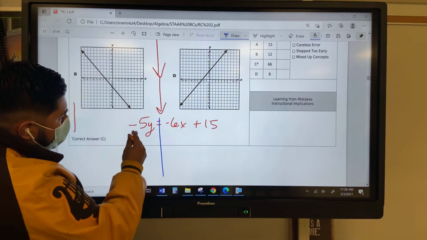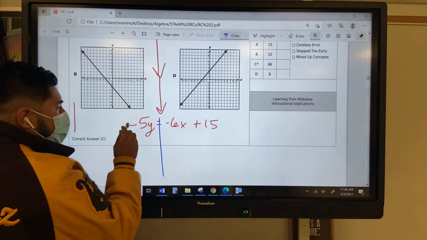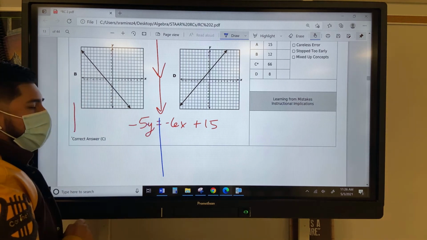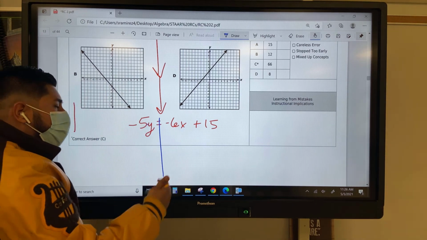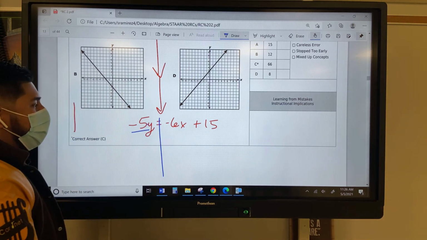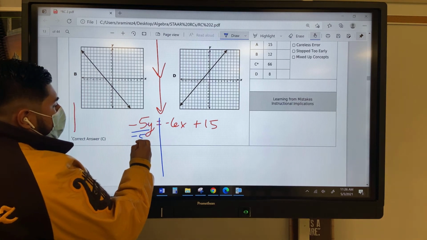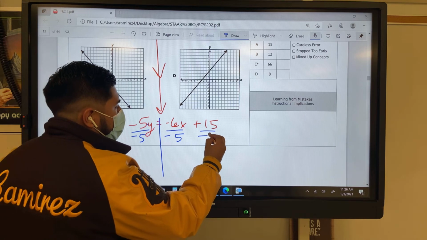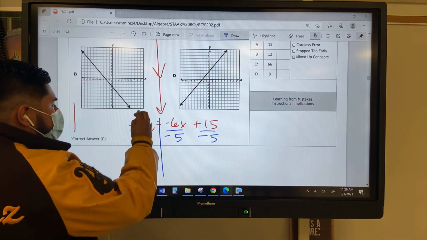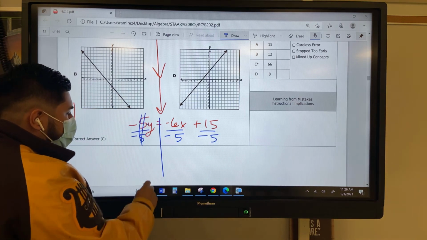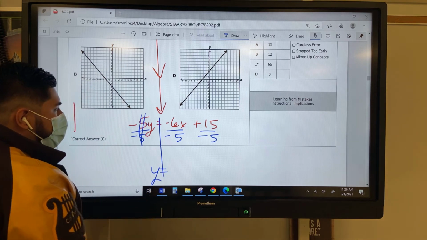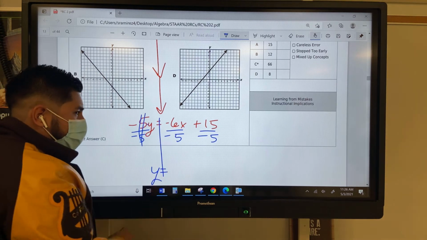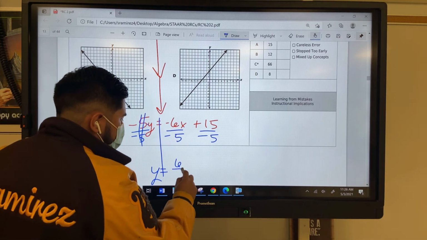Everything looks great except that negative 5. Can't forget negative 5 and y are married. How do I get rid of the married couple? You divorce them, you divide them, boom. Divide by negative 5 to all of the numbers. Cross this out. We got y equals. Fix this double negative, so it tells me it's going to be positive.